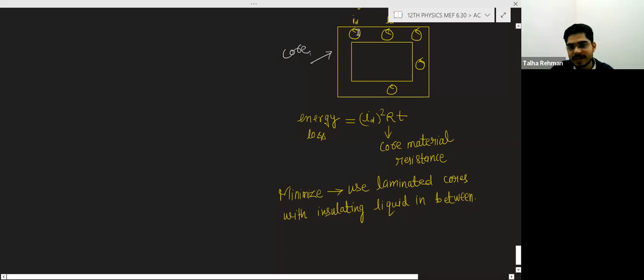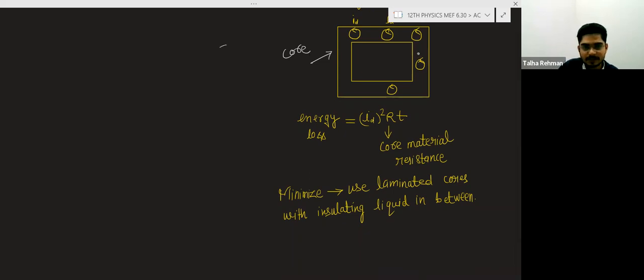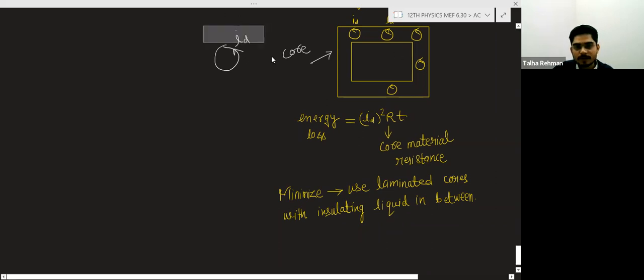Basically, in this core, this is the eddy current. This eddy current is in circular form like this. So due to the eddy current, what will happen? There will be resistance. This eddy current is induced in the material, and this material will have resistance.